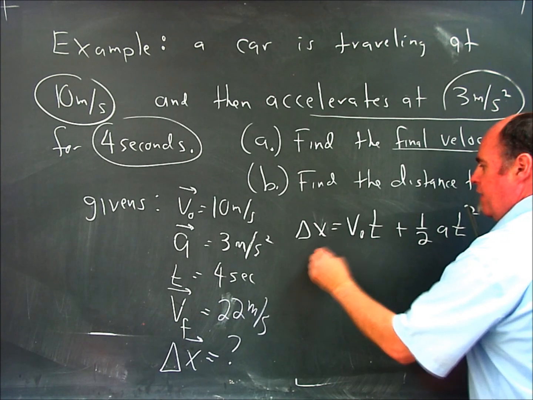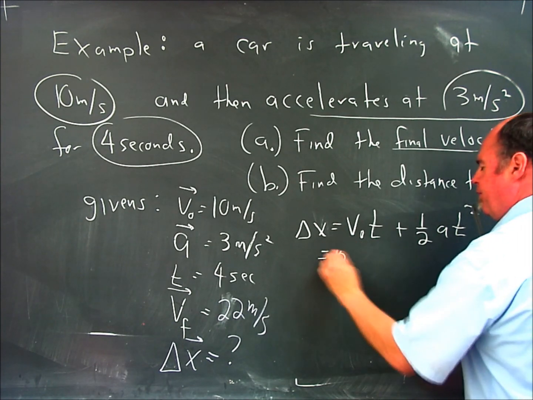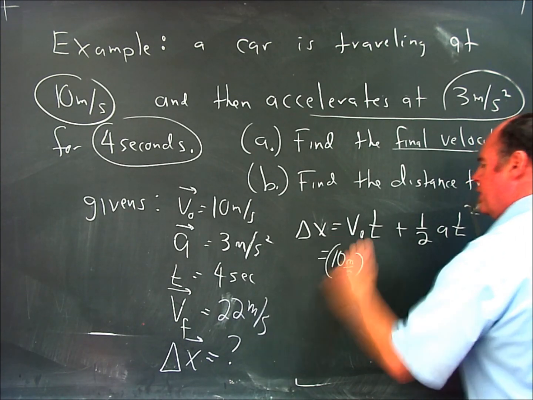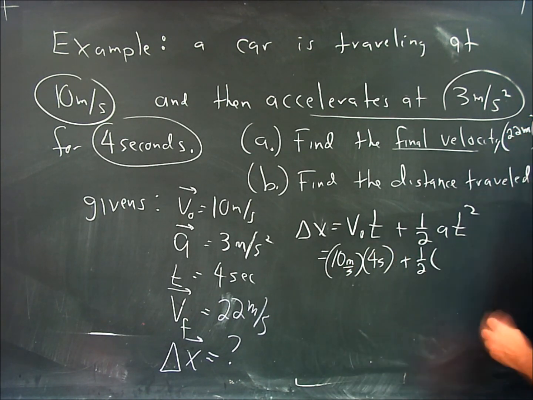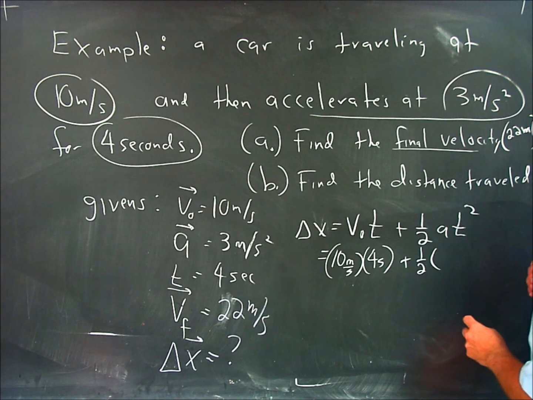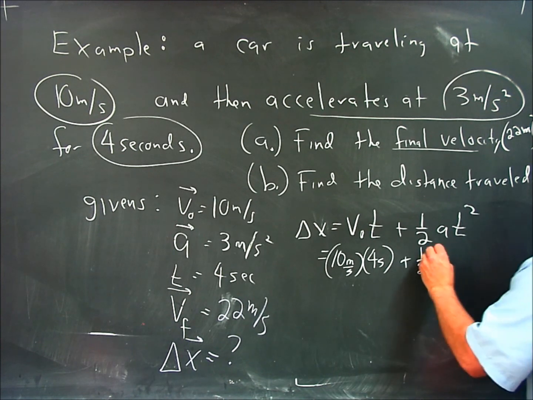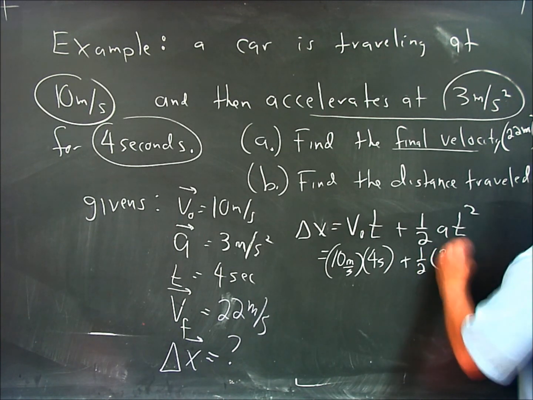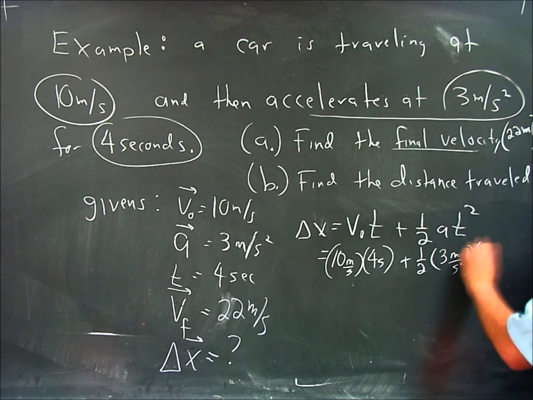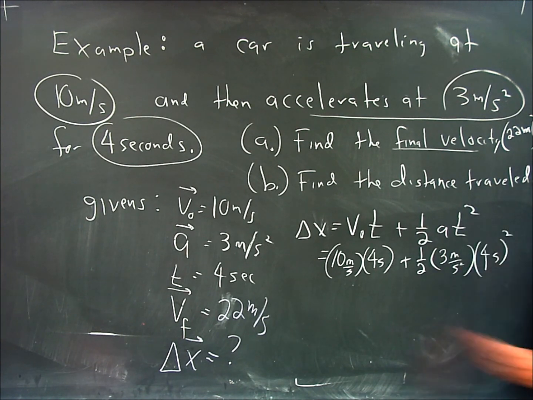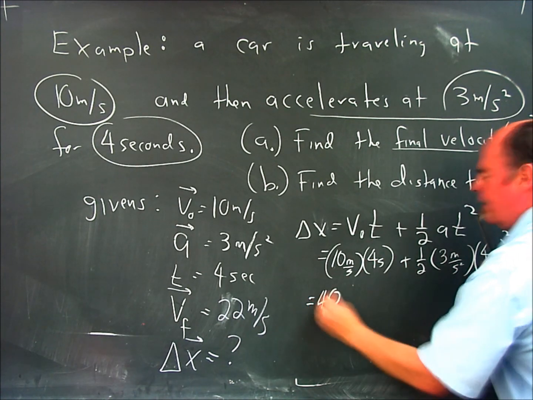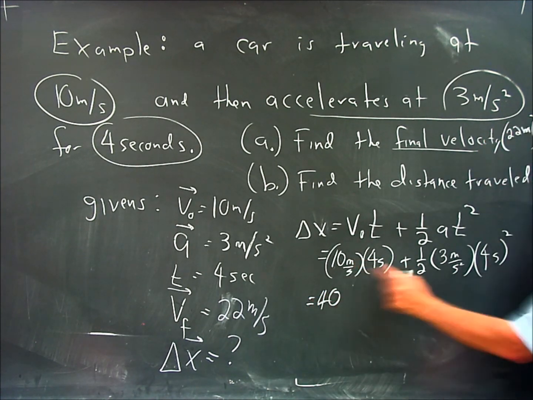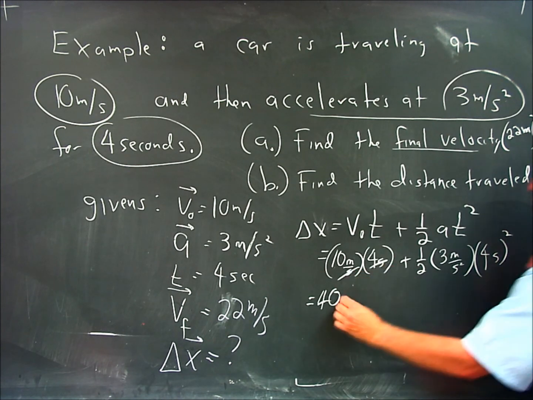So we could say V initial was 10 times 4 seconds plus 1/2. The acceleration of this thing is 3. And the time was again 4, and we have to square that whole thing. So 10 times 4, the number comes out to be 40. And the unit, meters over seconds times seconds. The seconds cancel, so we're left with meters.